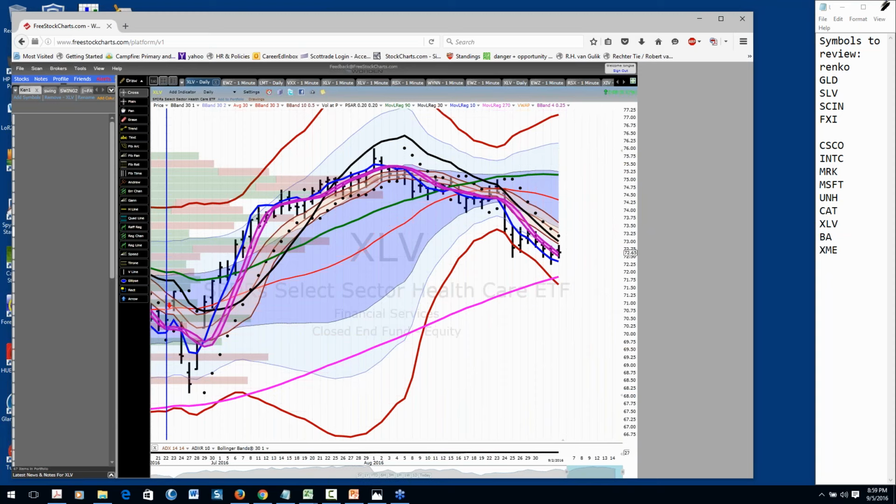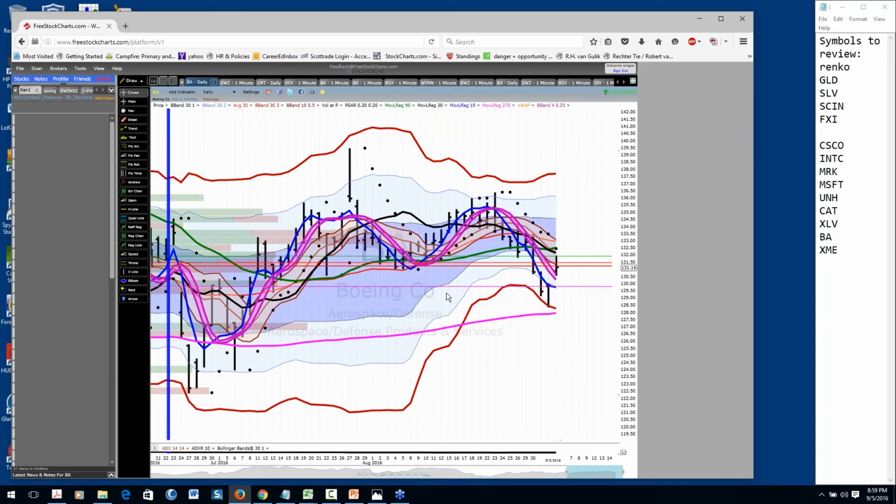Let's look at Boeing. Not much to choose from here. I just don't see much wiggle room. You've got a pretty strong resistance here at 136. There's not enough room really to the downside for this. It's stuck in the middle. If you're long, this would be about my 15th choice on that one. I don't like that one enough to trade it.